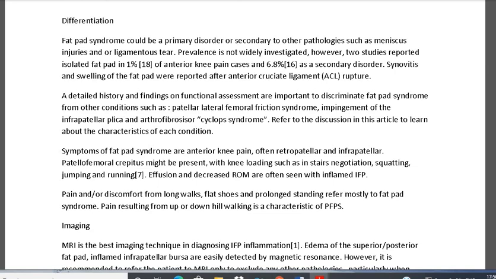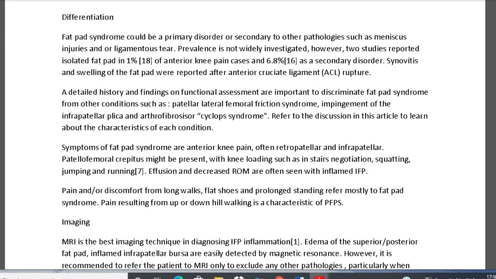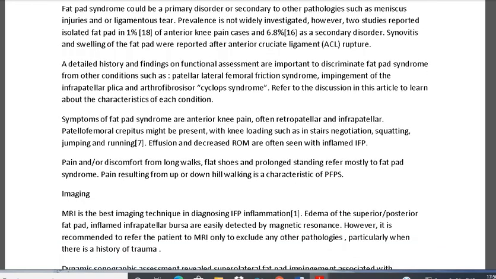The symptoms of fat pad syndrome are anterior knee pain, typically retropatellar and infrapatellar. Patellofemoral crepitus might be present with knee loading, such as in stairs, squatting, jumping and running. Effusion and decreased ROM are often seen with the inflammation. Pain and discomfort from long walks, flat shoes, and prolonged standing refer to fat pad syndrome. Pain resulting from up or down heel walking is a characteristic feature of patellofemoral pain syndrome.